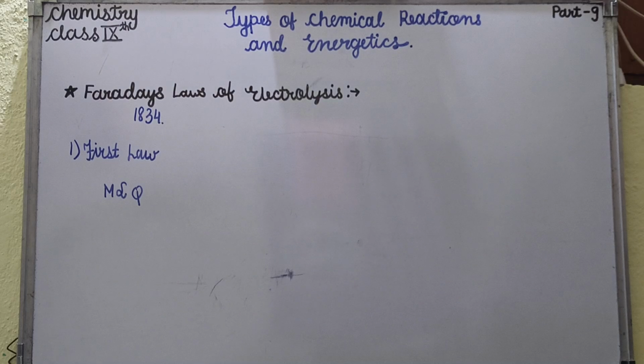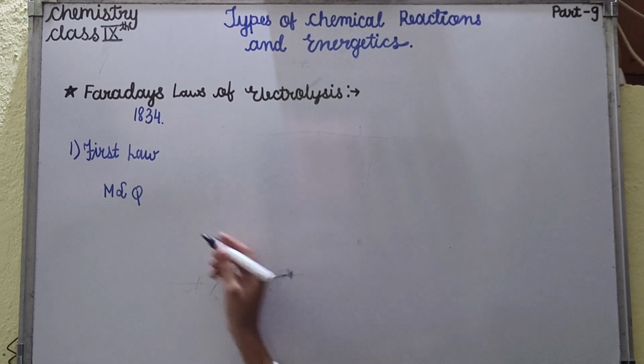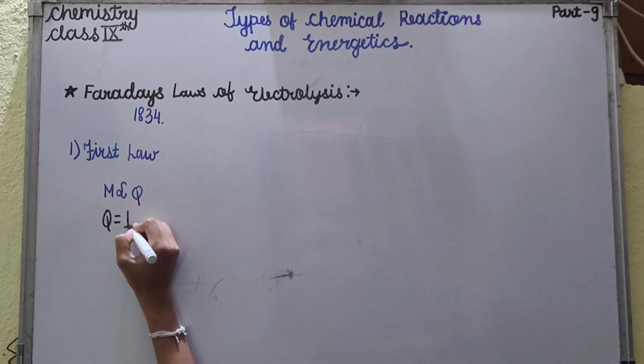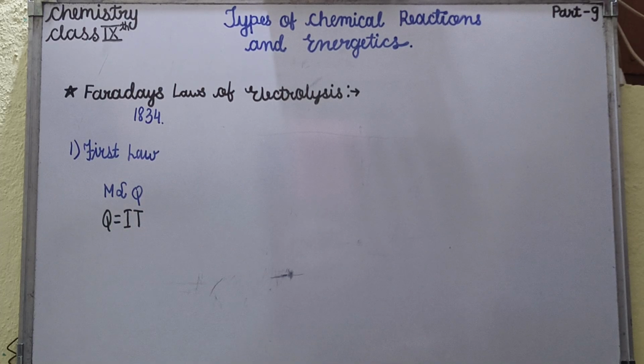But the quantity of the electricity is the product of current passed in amperes and the time in seconds for which it is passed. Q is equal to I into T. When the current of 1 ampere is passed for the period of 1 second, the electricity passed is called 1 coulomb. 1 coulomb is equal to 1 ampere into 1 second.